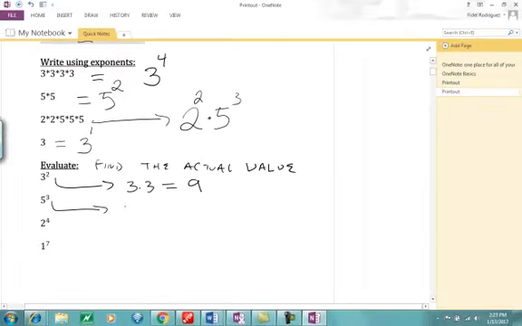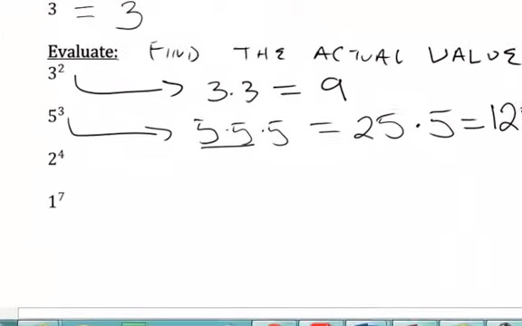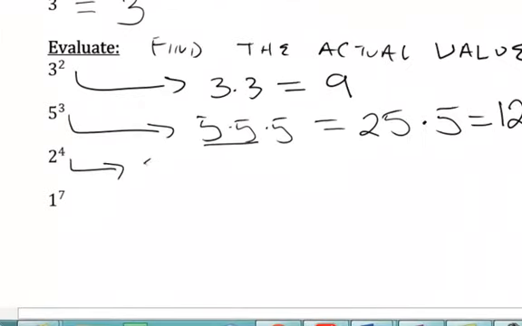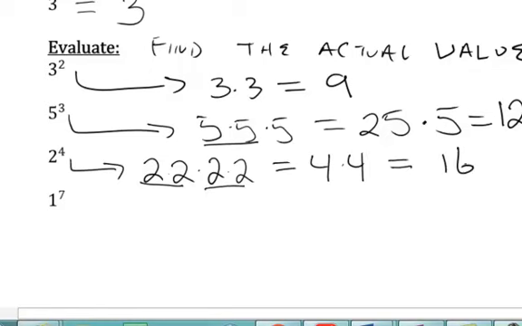For 5 to the 3rd, that means 5 times 5 times 5. Well, 5 times 5 is 25. 25 times 5, if you think about how much money would you have if you had 5 quarters? 125. 2 to the 4th, again 2 times 2 times 2 times 2. So 2 times 2 is 4. This 2 times that 2 is also 4, and 4 times 4 gives me 16.